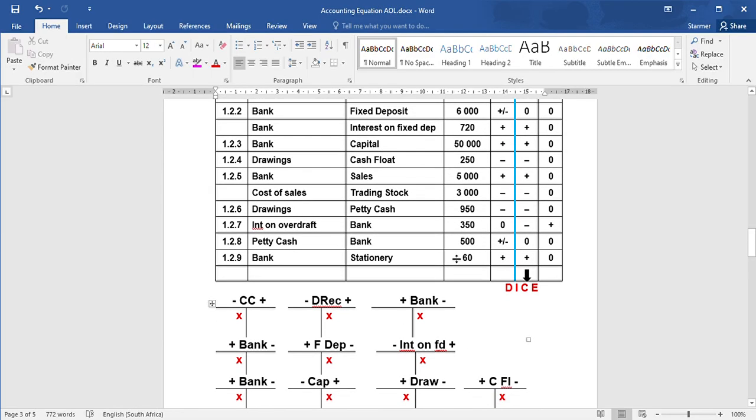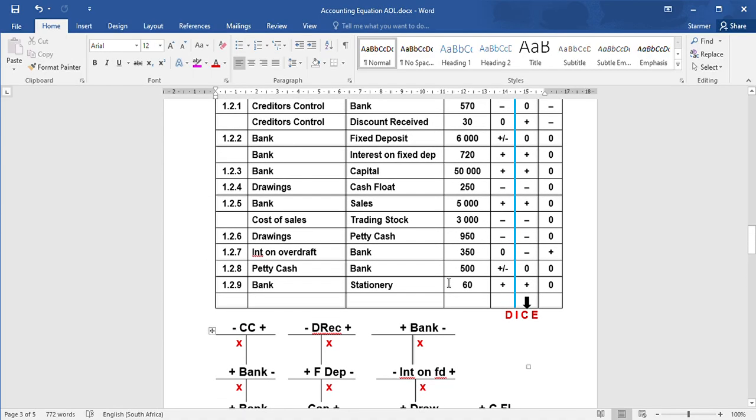Alright, now let's ask what's happening to the accounts. If we pay back money, the amount of money we've got decreases. So put an X on the minus side. The amount we owe our creditor also goes down because we are paying back, so put an X on the minus side. And then you've received more discount, so put an X on the plus side, the credit side.